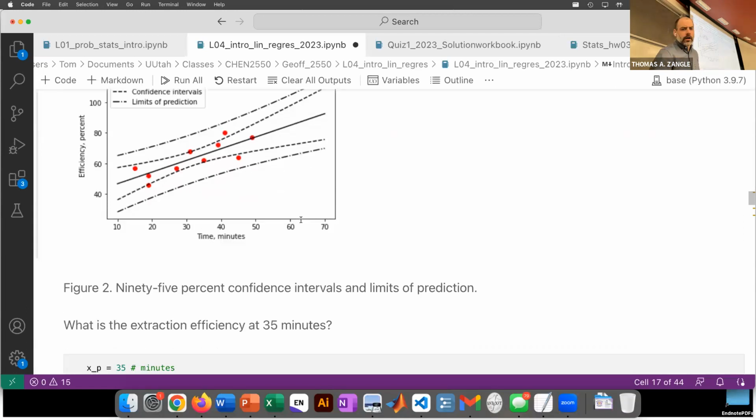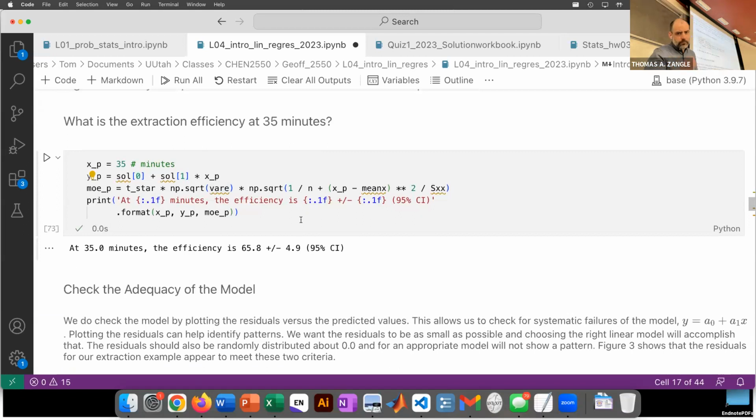Okay. All right, so now we can answer this question of what our expected extraction efficiency at 35 minutes is a little bit more precisely. And we'll say at 35 minutes, we know the extraction efficiency we computed previously of 65.8%. And here we're also putting 95% confidence interval, so plus or minus 5, right? So we have a reasonable estimate of what our extraction efficiency is.